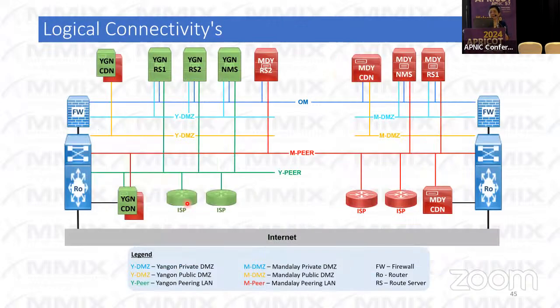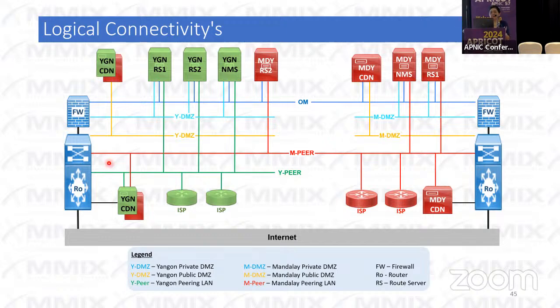This is a logical diagram explaining how I extended my VXLAN. I extended my management VLAN, which I call OM, so we use the same VLAN to manage all the extended devices. Here is the Yangon DMZ. There are two Yangon DMZs: one DMZ is just a private address, and the other DMZ is a directly public address. It is the same for Mandalay.